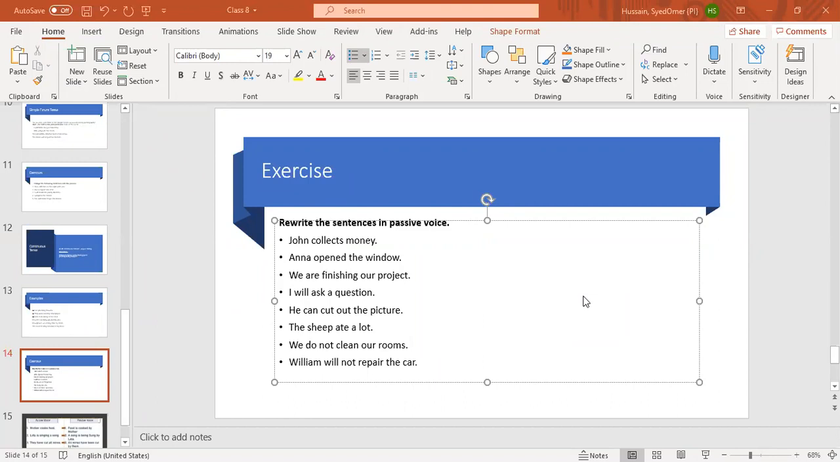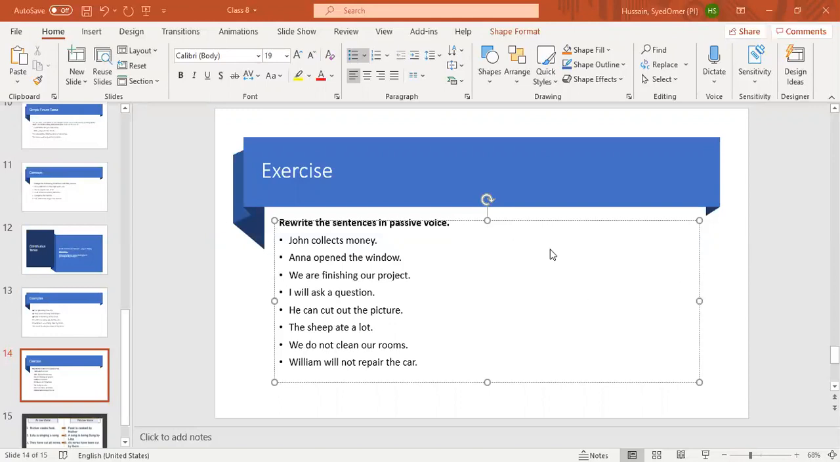Okay. Fatima sings a song. Good, correct. Can you please change it into passive? The song is sung by Fatima. Very good, Fatma. The song is sung by Fatma.